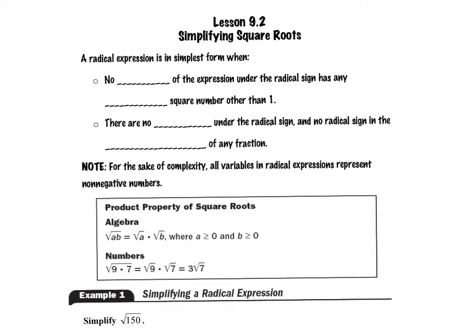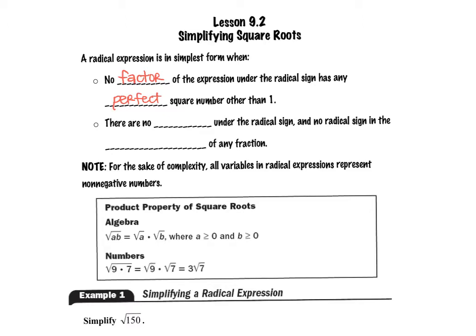So first of all, we need to know, what does it mean for a radical expression or a square root expression to be in simplest form? Well, there's two main things that have to be true. In order for it to be in simplest form, no factor of the expression under the radical sign can have any perfect square number other than 1. In other words, the number that's under the radical sign can't have any factor that is a perfect square. And I think that'll make even more sense to you once we start doing some examples.